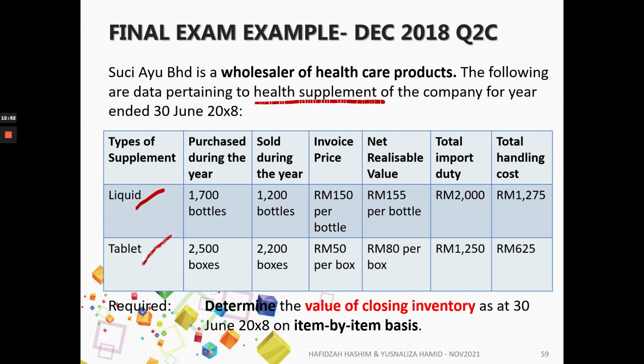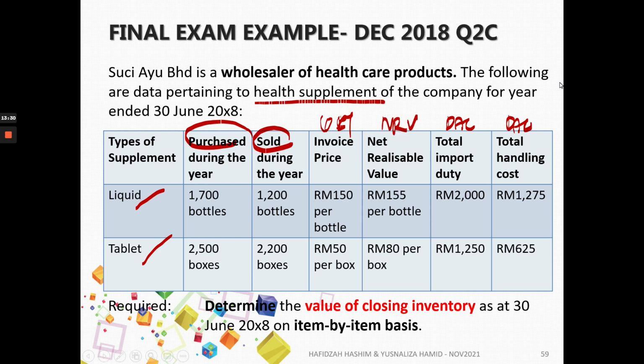These are the two supplements, which are liquid type and the tablet type, right? And these are the amount purchased, these are the amount sold, right? And there were different figures there, don't worry. And invoice price, which will be part of the cost of the inventory. This will be part of the cost of inventory, right? This will be the directly attributable cost. This is also directly attributable cost. But the NRV is given to you, so the NRV.